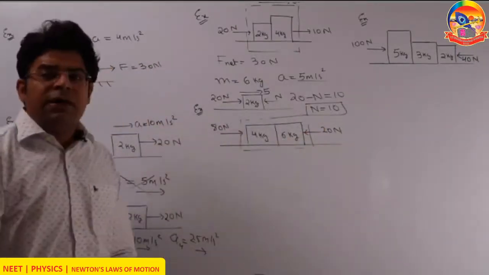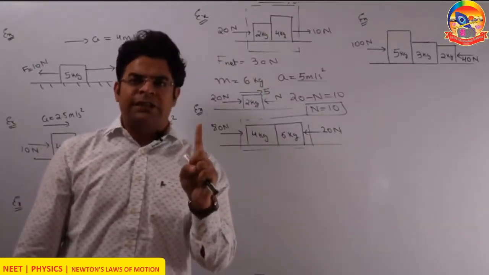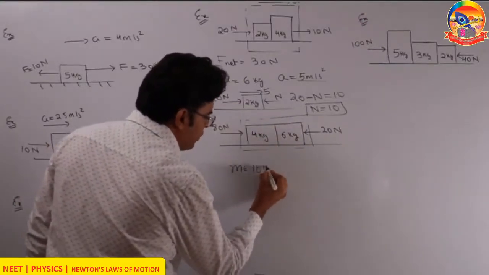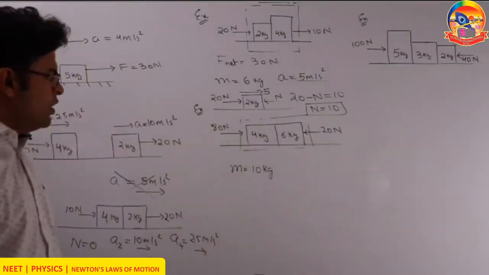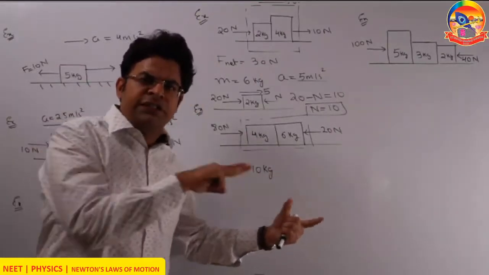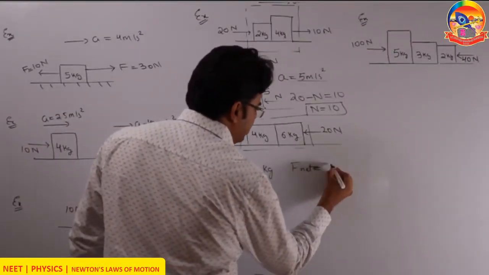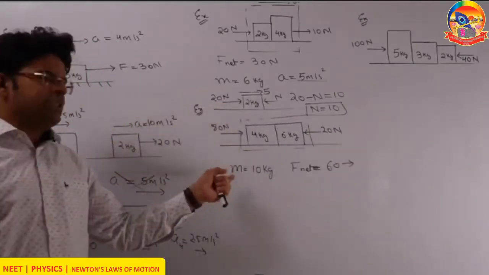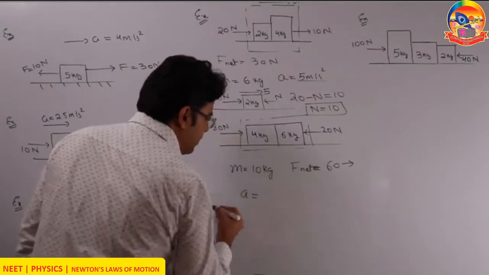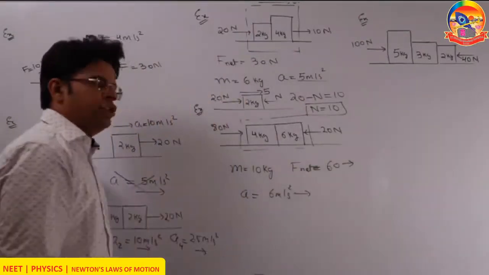Since both of them are constrained to move together, we will take the whole system as a single block of mass 10 kg, 4 kg plus 6 kg. What will you take the net force as? Force from the left 80, force from the right 20. So the net force is 80 minus 20, that is 60 towards right. Mass is 10 kg. So the acceleration of the system comes out to be 60 by 10, that is 6 meter per second square towards right.